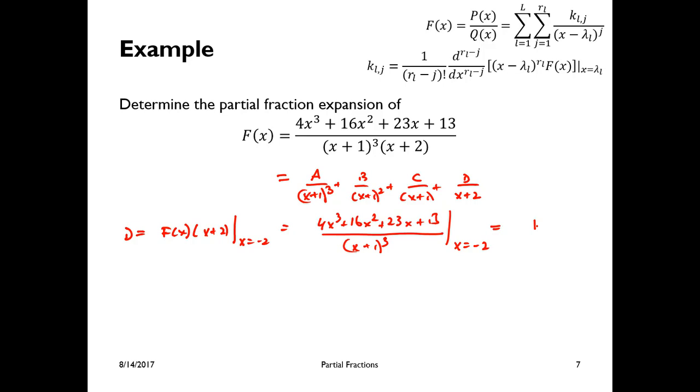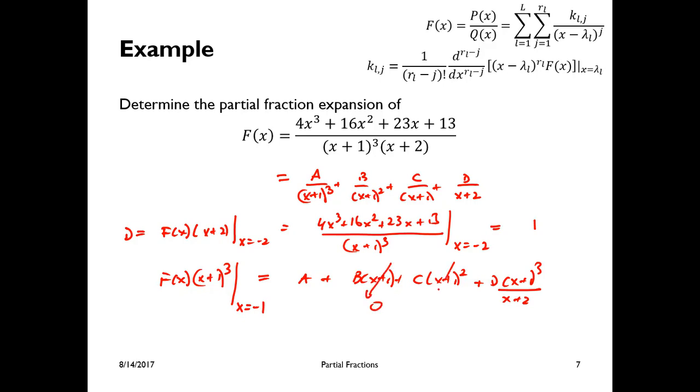We can also use the Heaviside cover-up method to determine the coefficient A. In this case, let's consider multiplying both sides of the equation by x plus 1 cubed. So we have f of x times x plus 1 cubed will be equal to A plus B times x plus 1 plus C times x plus 1 squared plus D times x plus 1 cubed over x plus 2. Now if I evaluate both sides of the equation at x equal to minus 1, I'll see that this term falls out to 0, this term falls out to 0, and this term falls out to 0.